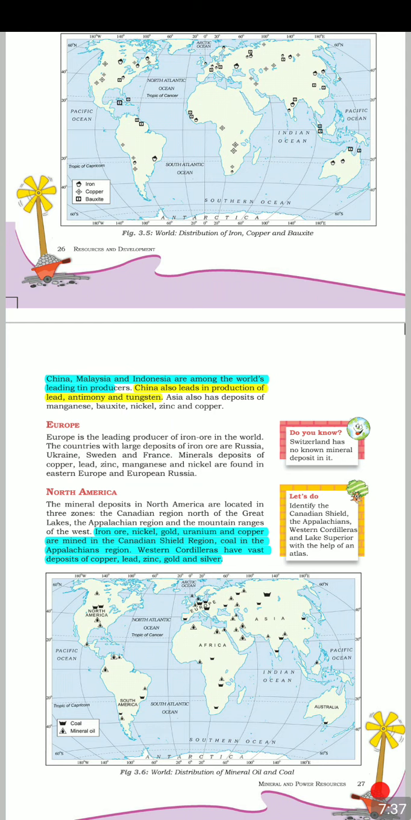Europe, we have already discussed Ukraine, Sweden, and France leading in iron ore. Russia too. Next, if we move to North America, there are three regions: the Canadian Shield, the Appalachians, and the Western Cordilleras. The Appalachians are south of the Great Lakes. The Canadian Shield is north of the Great Lakes, right? And the Western Cordilleras, again in Canada, just bounding the Alaska region.